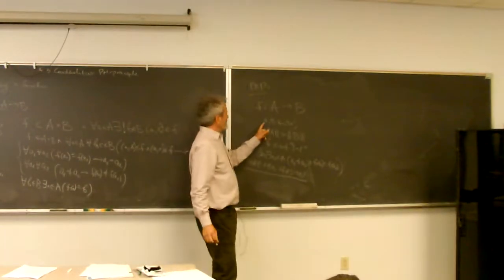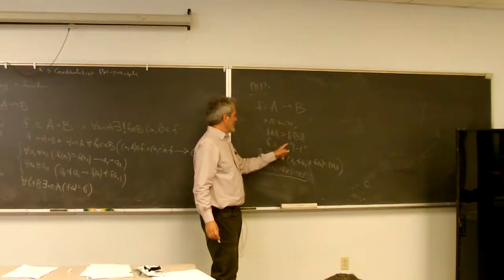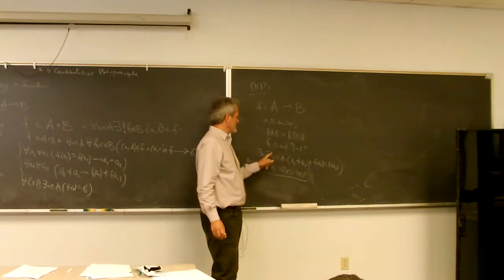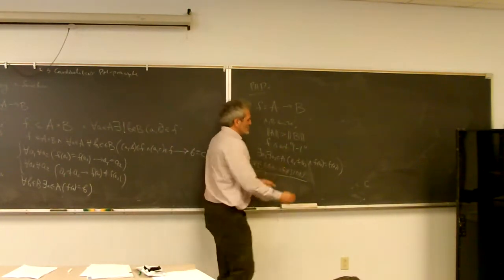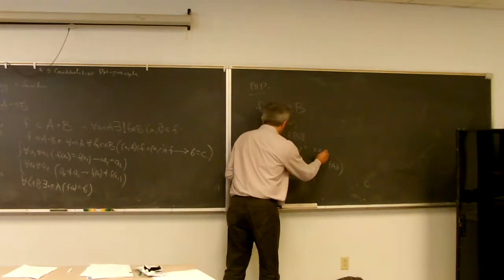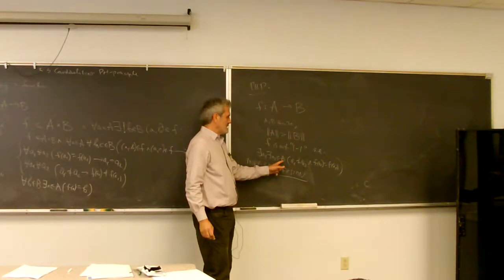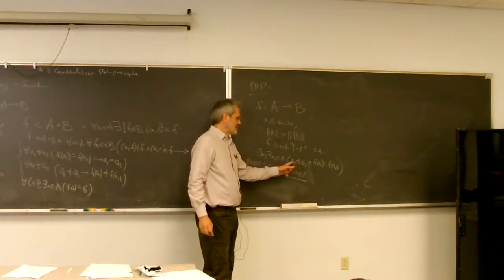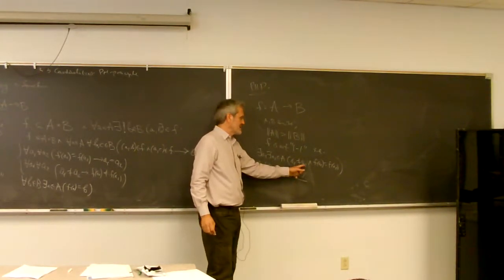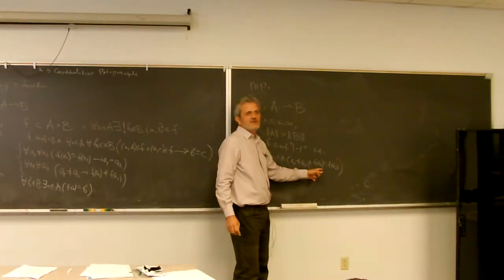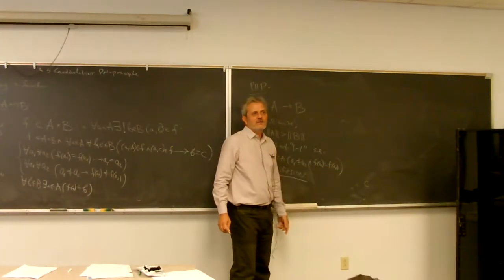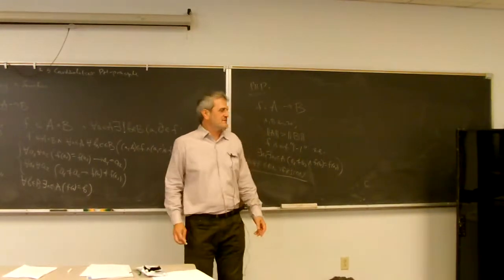Okay. So if A and B are finite, the cardinality of A is strictly bigger than the cardinality of B, then F is not one-to-one, which means the following. There exist A1 and A2 from A, such that A1 is not the same as A2, and F of A1 equals F of A2. Two different inputs share the same output.